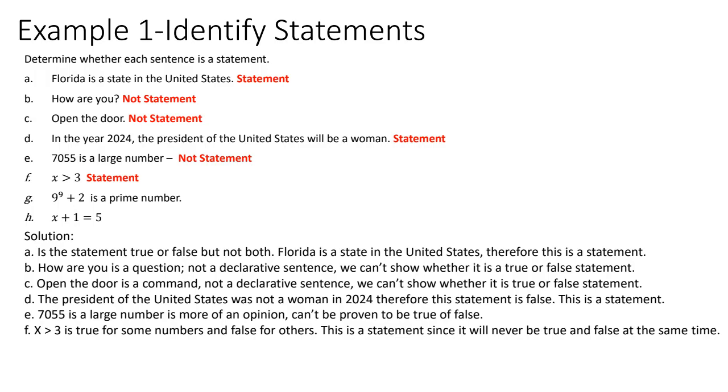Letter G. Now, this is 9 to the power 9 plus 2 is a prime number. Well, 9 to the power 9 plus 2 represents a number. I would need to get on a calculator and raise 9 to the power 9 and then add 2. And that's probably a large number. I'm not even going to say what number it is. But because it is a number, you can classify it as prime or not prime.